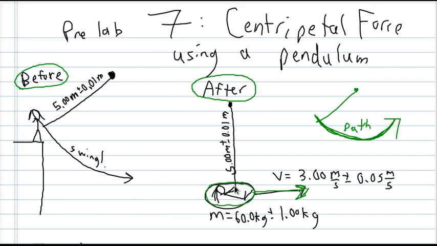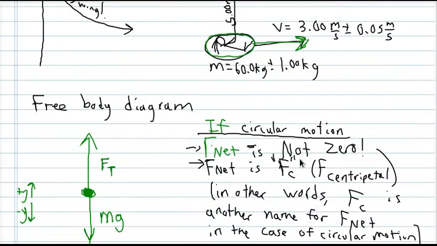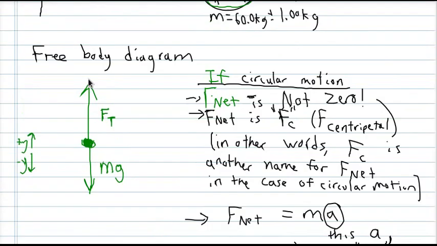So at this bottom of her swing, the rope is still 5 meters long, of course, and this will be our radius, because she is swinging about that point. We're given also the velocity and the mass. Here's a free body diagram. Tension is pulling up, and gravity is pulling downwards. I'm going to call upward the positive y direction.